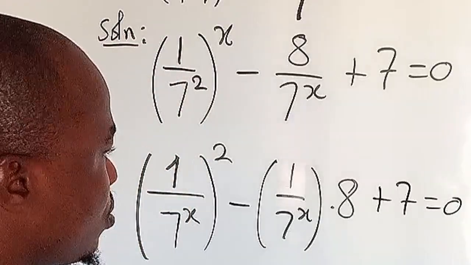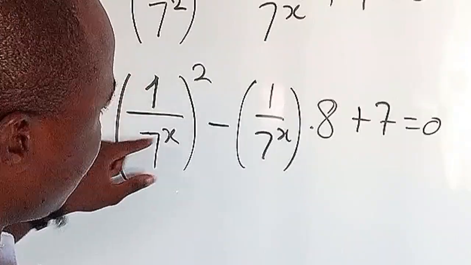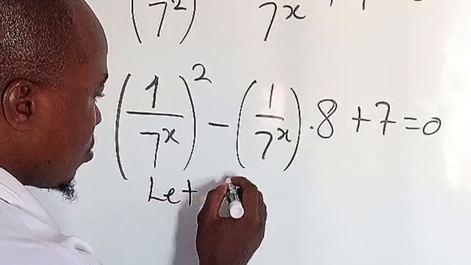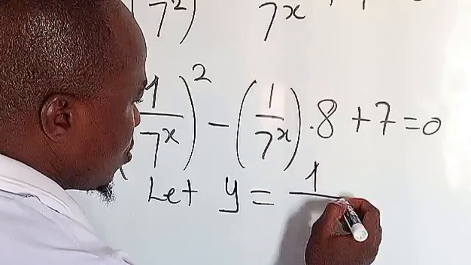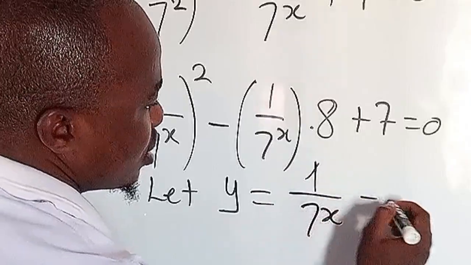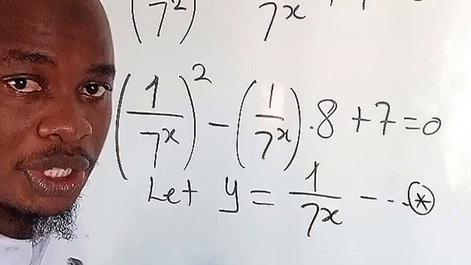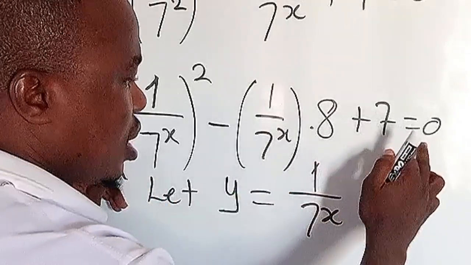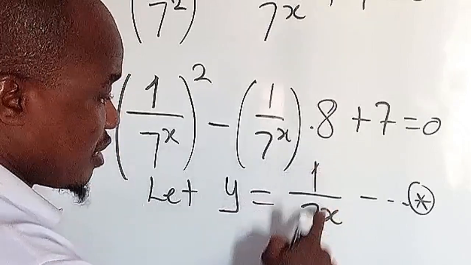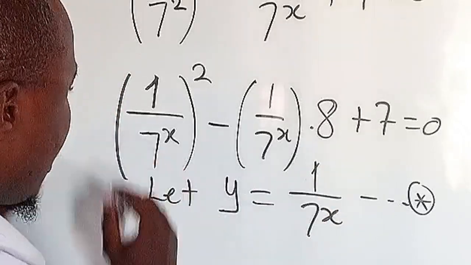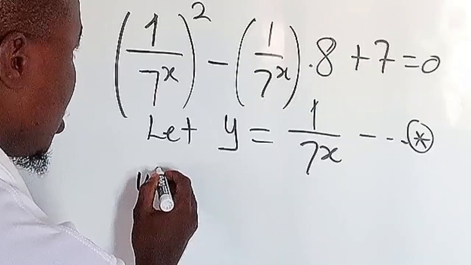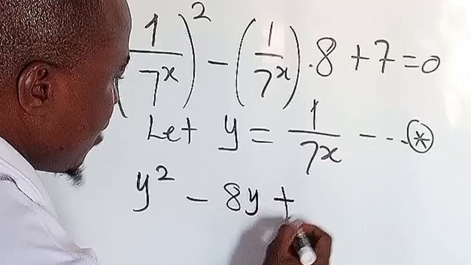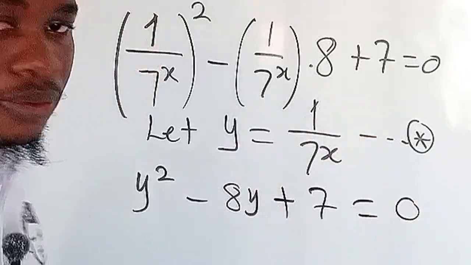So now from here, the next thing we're going to do. You see 1 over 7 to the power of x, so let's call it a certain letter. Now let y equal to 1 over 7 to the power of x. Call this equation star and keep it. Now from this equation here, anywhere you see 1 over 7 to the power of x, replace it by y. So we're going to have y squared minus 8 times y, then plus 7, everything equal to 0.